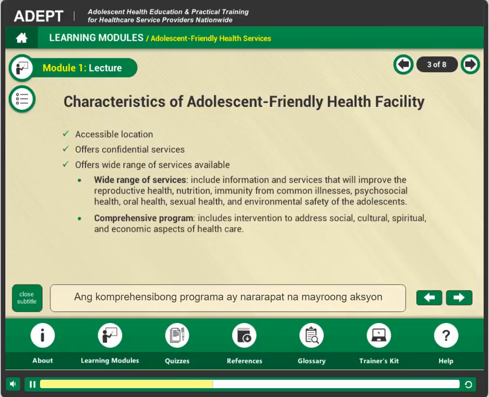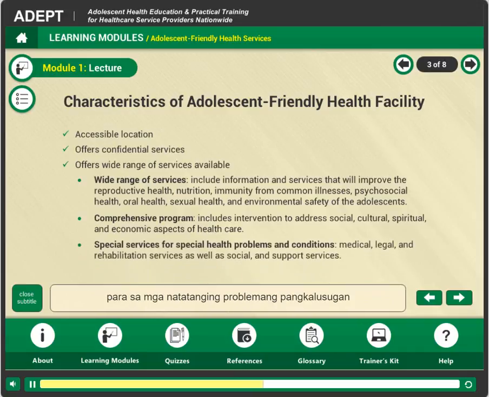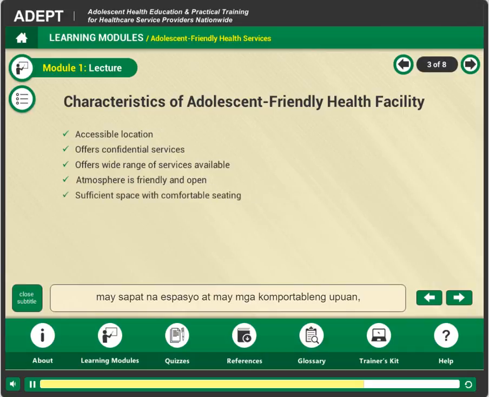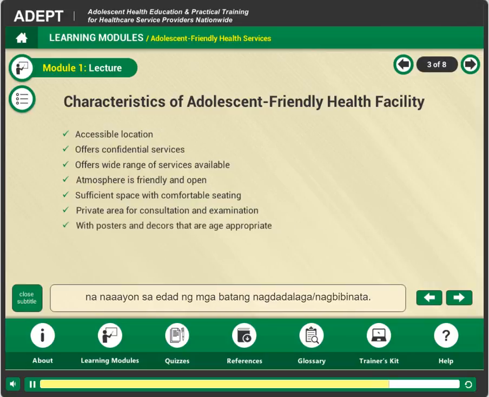Comprehensive programs should include interventions to address the social, cultural, spiritual, and economic aspects of health care. Special services for special health problems and conditions such as disability and rape, and for abuse victims should also be made available. These shall include medical, legal, and rehabilitation services, as well as social and support services. The facility should also have a friendly and open atmosphere, sufficient space with comfortable seats, private area for consultation and examination, and posters and decors that are age-appropriate.